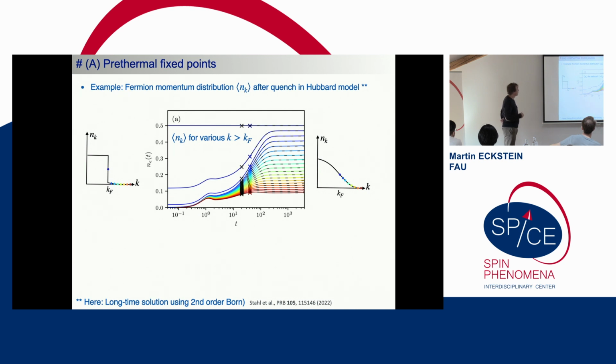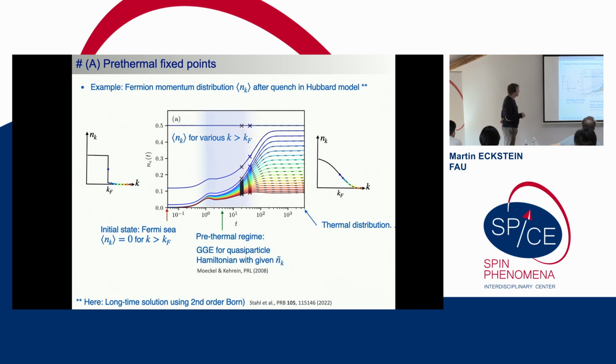You can imagine that you follow the evolution for each of these momenta, which goes from this initial state, where all these would be 0, to a final one where they have this thermal distribution. But then you see that the dynamics undergoes a quick relaxation to something which is not the initial state, but also not the thermal state, and then on a much longer time scale, note this is logarithmic, goes to the final state. So this is an actual simulation here for a quench in the Hubbard model, but whatever.